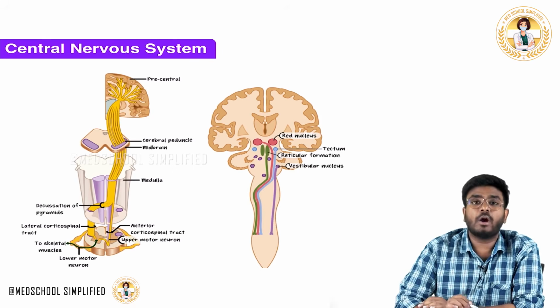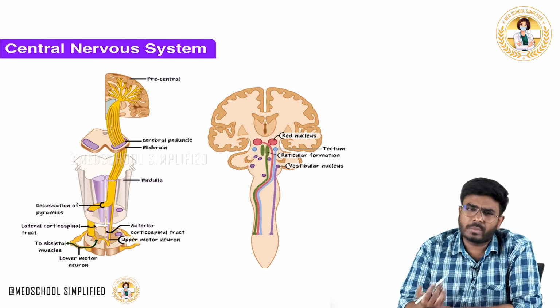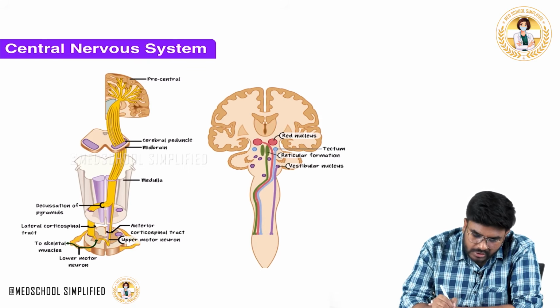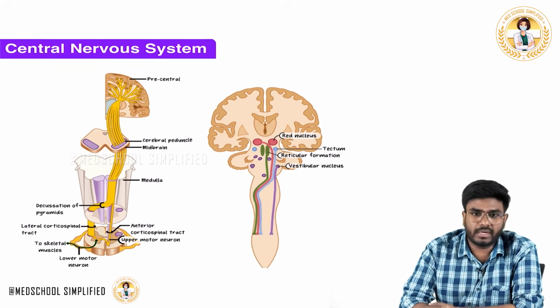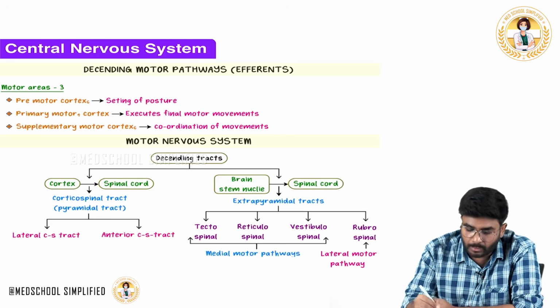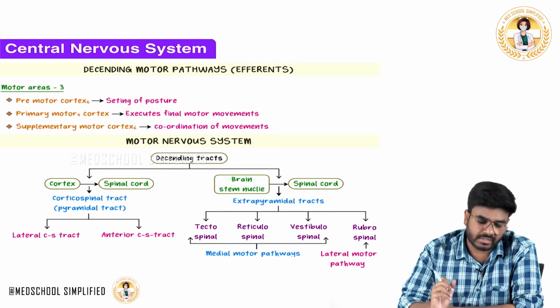So now tell me, how many types of extrapyramidal tracts are there? There are also others, but mainly rubrospinal, tectospinal, reticulospinal, and vestibulospinal. So 4 different types of extrapyramidal tracts are there. That's why extrapyramidal tracts are further divided into tectospinal, reticulospinal, vestibulospinal, and rubrospinal. And remember, rubrospinal is something special. What is that? We will discuss later. Rubrospinal is very advanced.